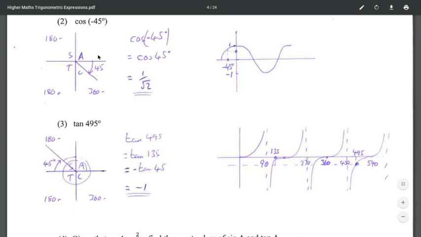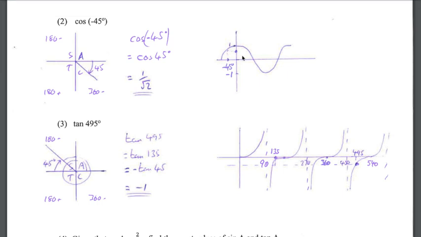Now it's the cos of -45 degrees, so instead of going in the anti-clockwise direction for -45, we need to go in the clockwise direction. So we're going back into the fourth quadrant here. So in terms of thinking about the cosine graph, this is what would be happening. We'd be counting back 45 degrees.